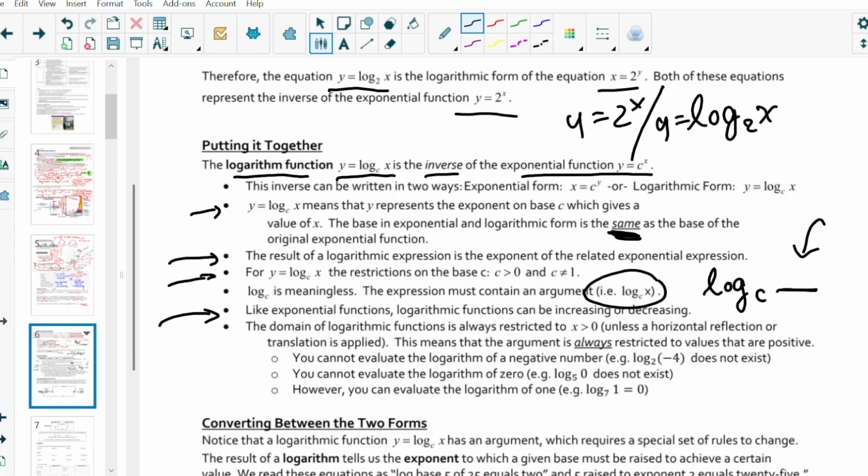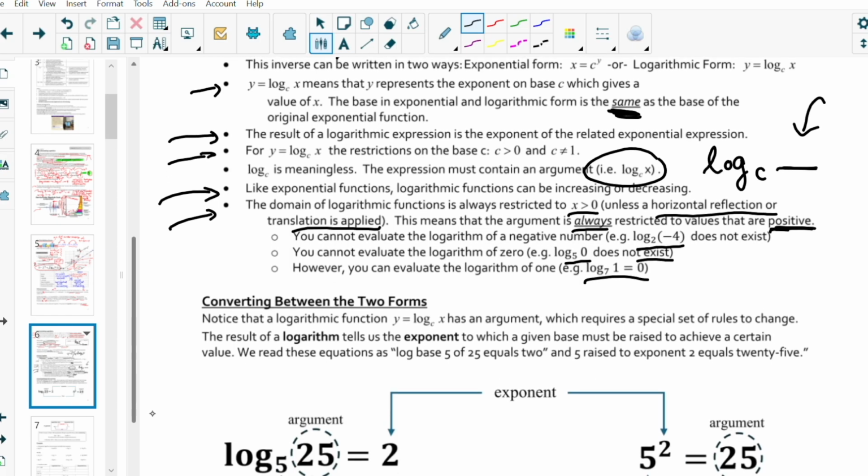Like exponentials, logarithmic functions can be increasing or decreasing. The domain of logarithmic functions is always restricted to x greater than 0 unless a horizontal reflection or translation is applied. This means that the argument is always restricted to values that are positive. You cannot evaluate the logarithm of a negative number, so log base 2 of negative 4 does not exist. You cannot evaluate the logarithm of 0, so log base 5 of 0 does not exist. However, you can evaluate the logarithm of 1, which is 0. Log base 7 of 1 equals 0.